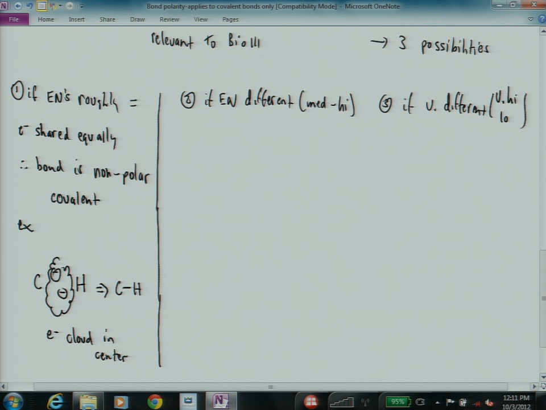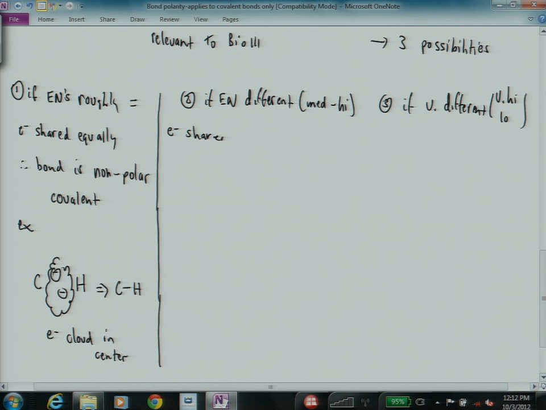If the electronegativities are different, the electrons are shared unequally, and the bond is polar covalent. All right, it's called polar now. And the idea is there, a classic example would be oxygen and hydrogen. Oxygen has a high electronegativity, and hydrogen has a medium electronegativity.